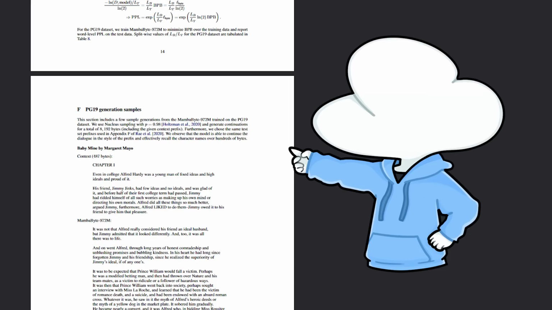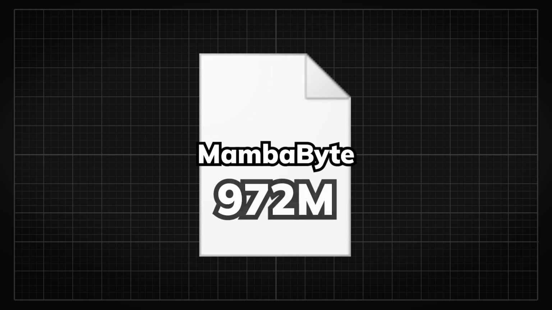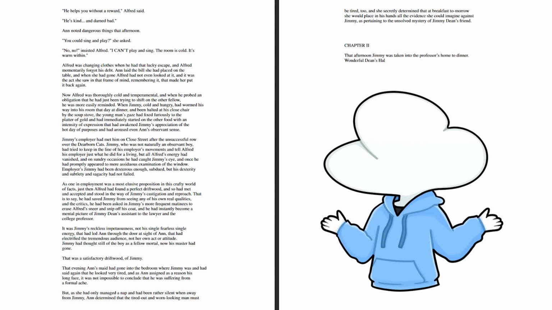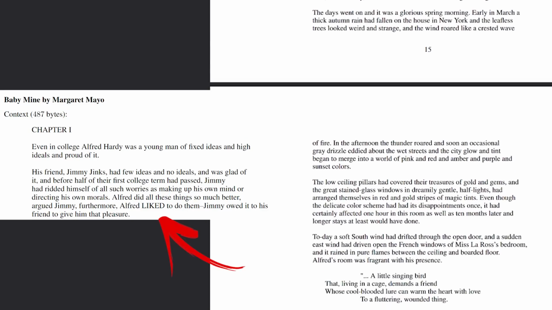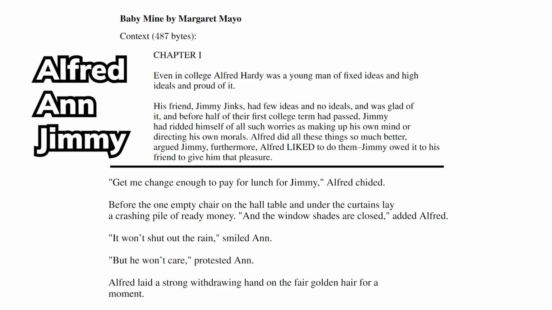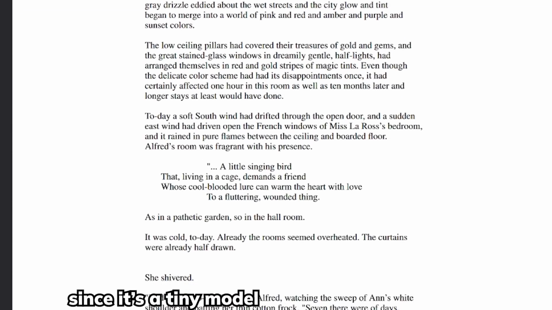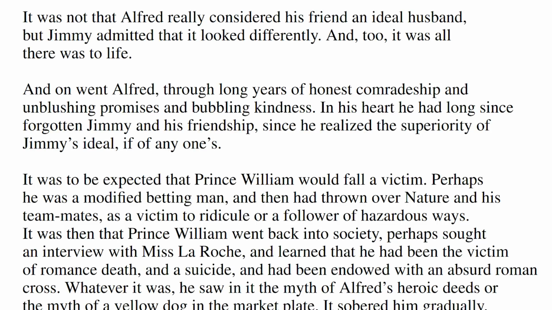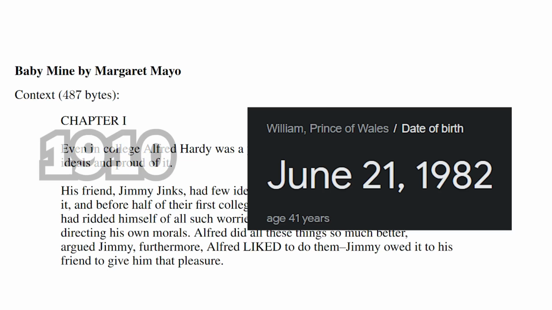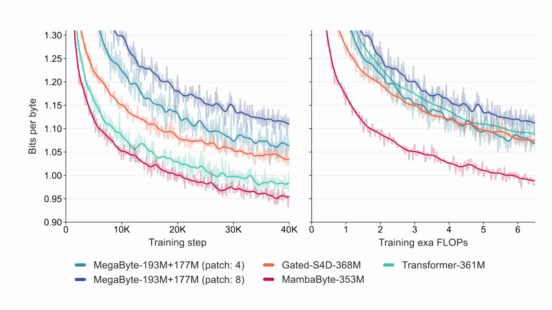And here's an example generated by the MambaByte model that has nearly 1 billion parameters. You can pause it now to read it, and as you can see, it is able to continue in the style of the context and very effectively recall the character names over hundreds of bytes later. But the story it generated still kind of doesn't make any sense, and it casually name dropped Prince Williams out of the blue, which is pretty random, and he wasn't even born by the time this play was written. However, it easily outperforms other byte level models and shows competitive results with transformers.